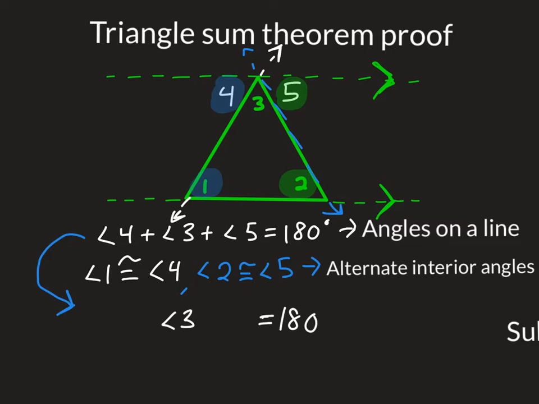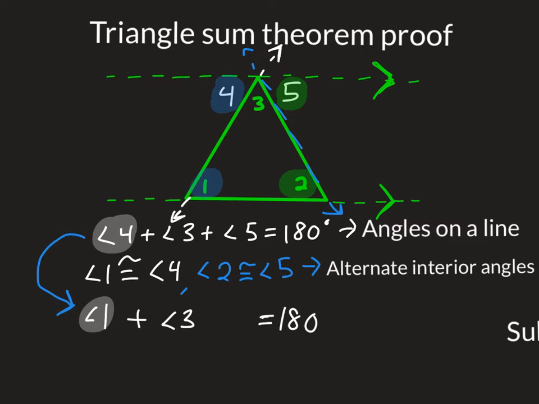Now, let's think about what I could do with, say, this angle 4. So what could I maybe replace angle 4 with? What do I know about angle 4? Well, I know that angle 4 is the same as angle 1. So if angle 4 and angle 1 are exactly the same, well, could I just write angle 1 instead of angle 4? Sure. Okay, let's go ahead and do the same thing again.